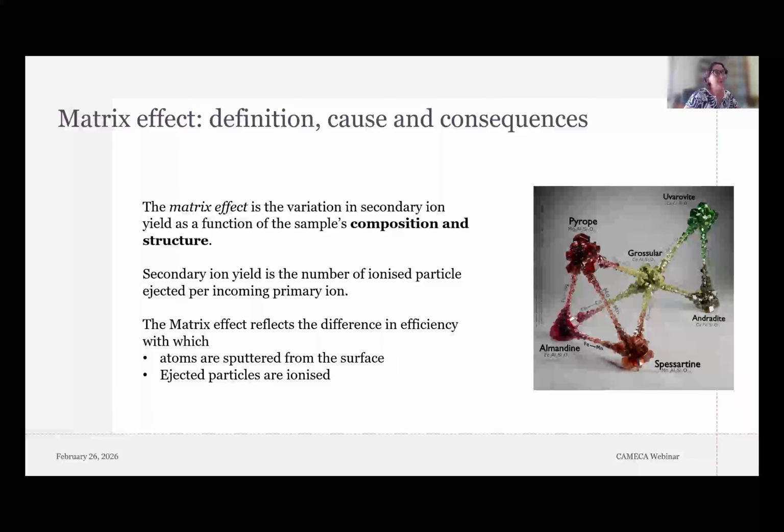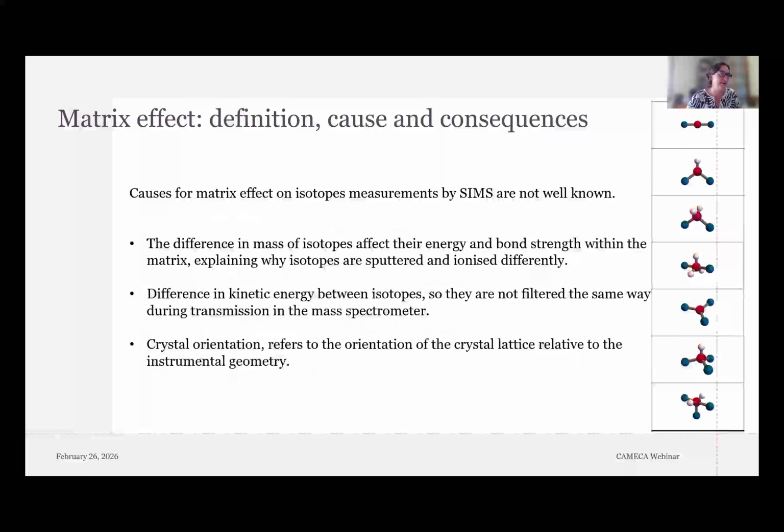The matrix effect is the variation in secondary ion yield as a function of the sample's composition and structure, with the secondary ion yield being the number of ionized particles ejected by an incoming primary ion. And so the matrix effect reflects the difference between minerals in the efficiency with which atoms are sputtered from the surface and how the ejected particles are then ionized.